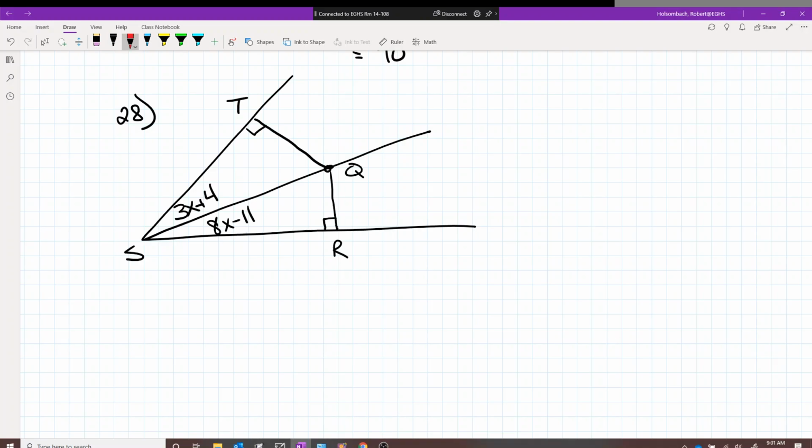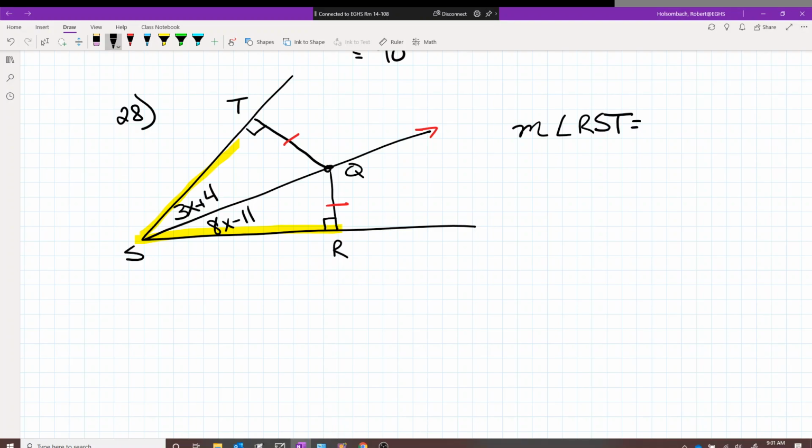Alright, let's see. Q is equidistant from the sides of angle TSR. So if Q is the same distance from both sides of the angle, then it sits on an angle bisector. So SQ in this case is an angle bisector. Find the measure of RST. So we need the measure of angle RST, and RST is this angle here, the entire angle. So we need to solve for x and then substitute.